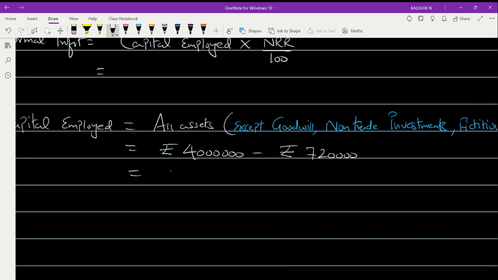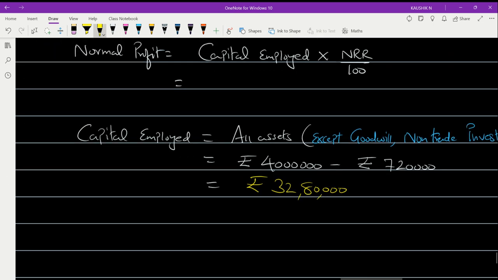If I do this, how much will I get? Tell me that. Subtracting rupees 7 lakh 20,000 from 40 lakhs, how much will I get? 32 lakhs and 80,000. Yes, sir, correct? So rupees 32 lakhs and 80,000. This will be my capital employed.